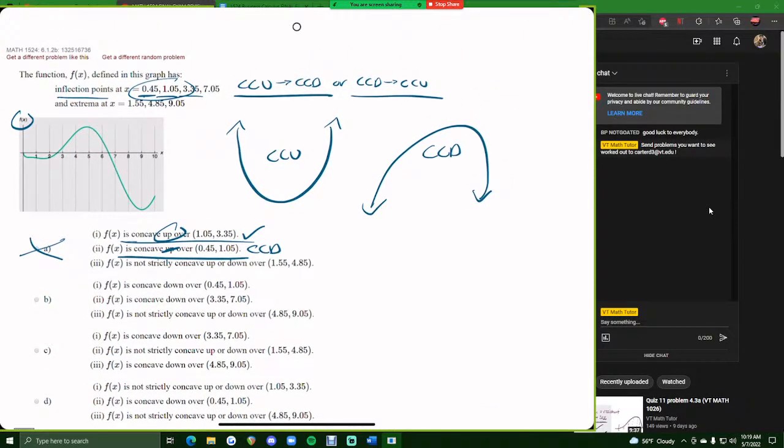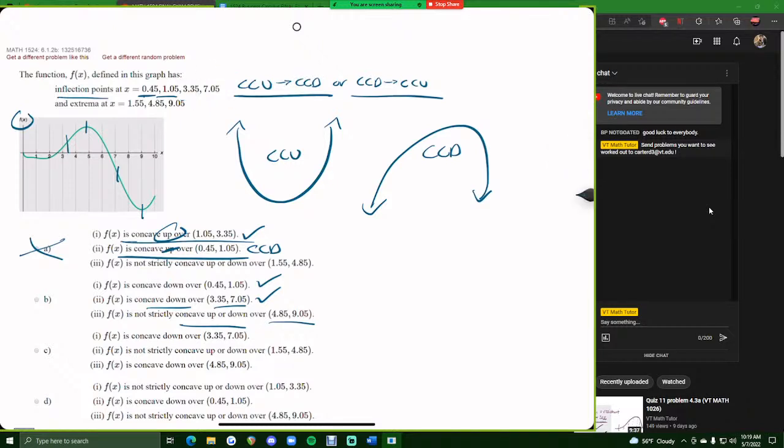Concave down for 0.45 to 1.05. That's what we said just now that it should have been. Now, concave down for 3.35 to 7.05. Those are boundaries, which is a good sign. 3.35 to 7-ish. That visually is very concave down, so we can just confirm that by looking at it. Number 3, not strictly concave up or down over 4.85 to 9.05. That is a true statement.